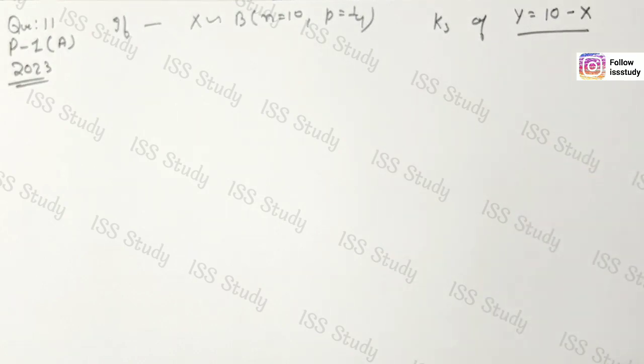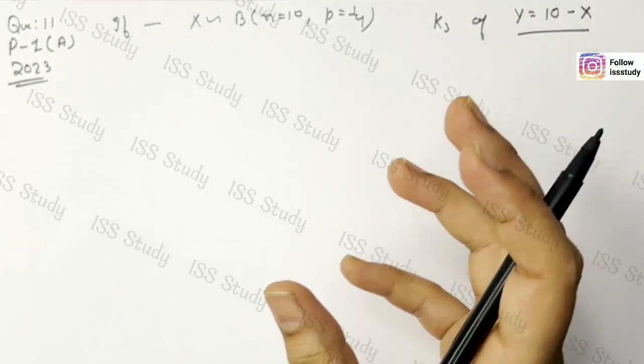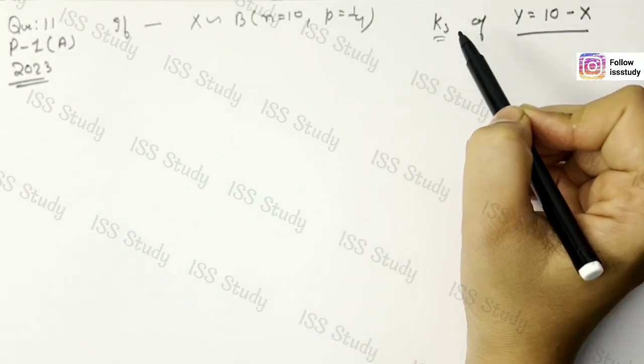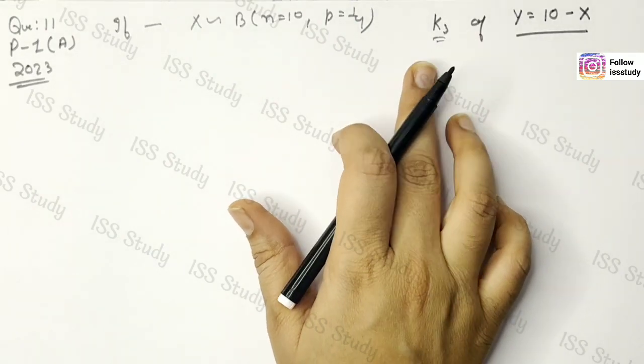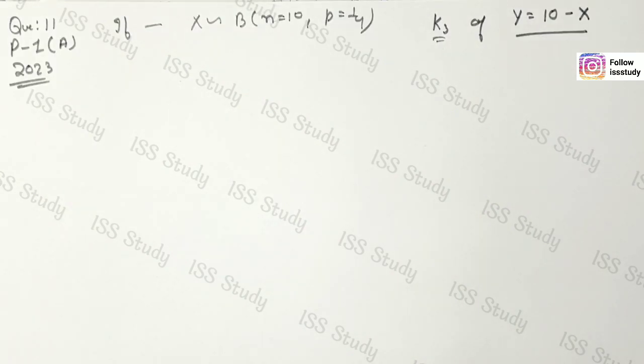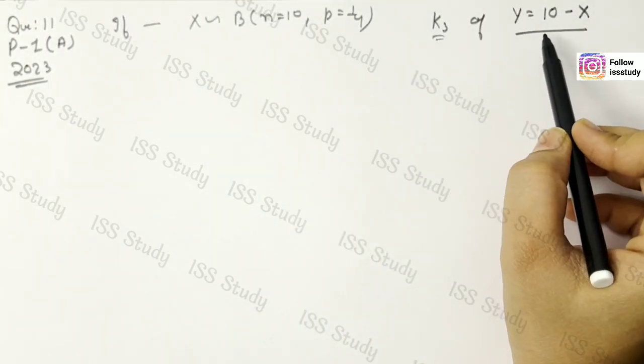So basically, first we have to find the distribution of this y, then after that we will use some of the properties to find the cumulant, because there are many ways to find the cumulant. You can use the formula of cumulant, or you can use some of the properties. You can use any method which suits you, which seems easy to you.